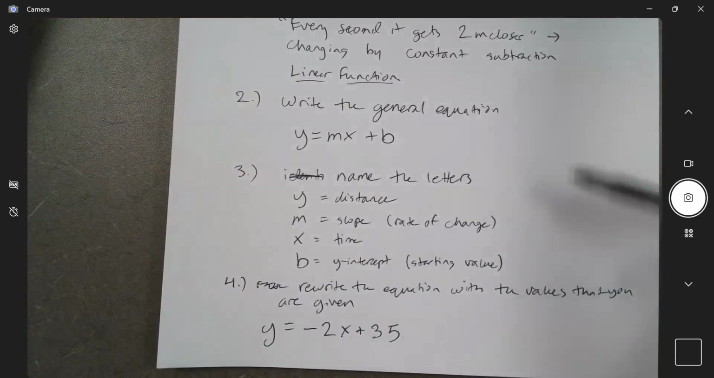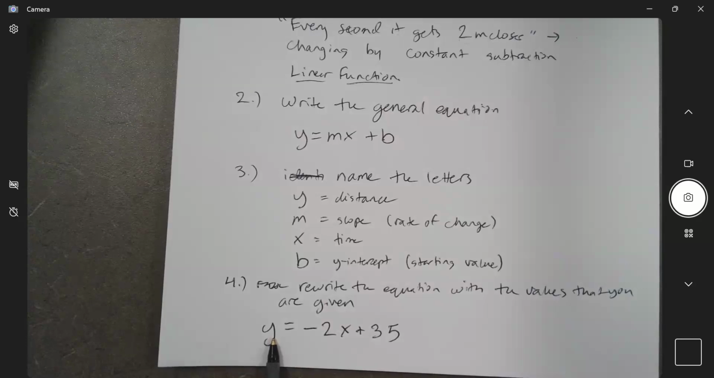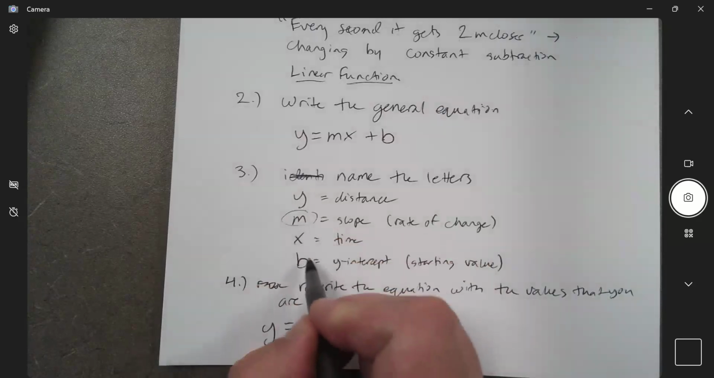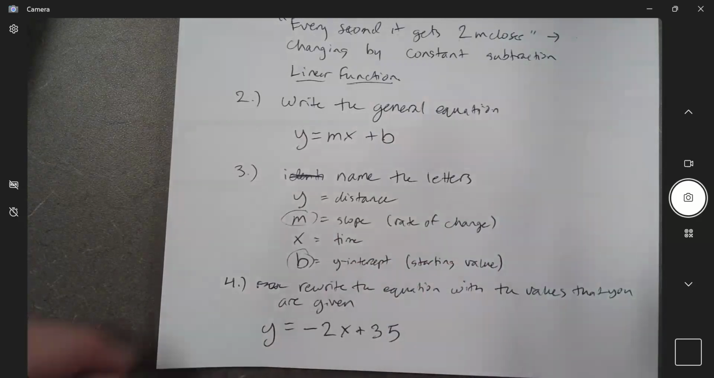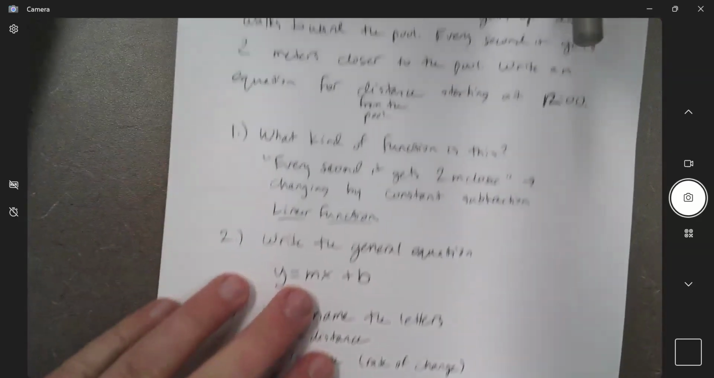So those would be my steps for building an equation from a verbal representation. Every time that you build your initial equation, your y and your x are going to be left as y and x. What you're really filling in are the m and the b. All right. That's how we do it from a verbal representation.